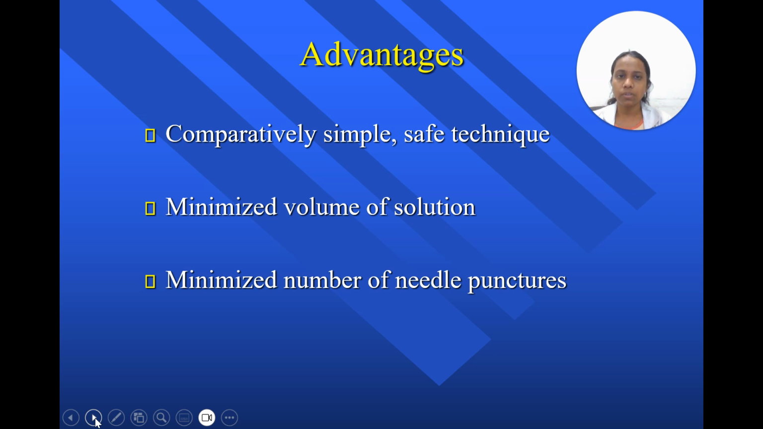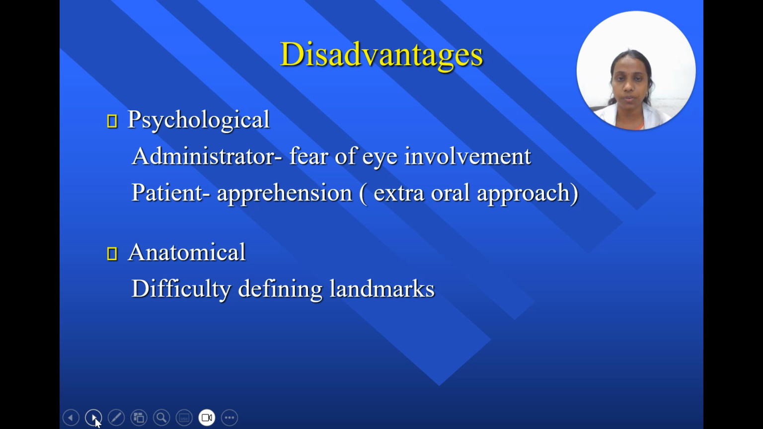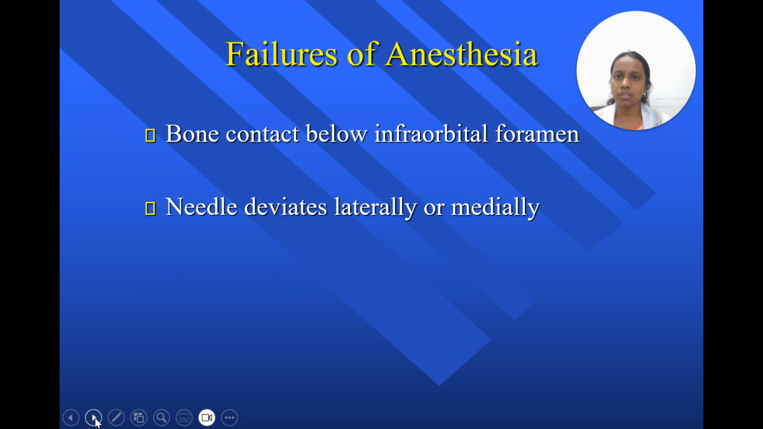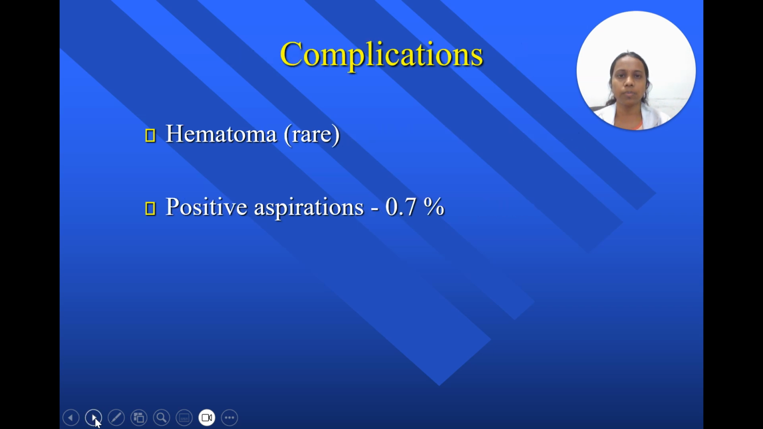Advantages: a comparatively simple and safe technique, and it uses a small amount of the solution with a minimal number of penetrations. Disadvantages: psychological fear, that is administering the local anesthesia close to the eye. The fear of injuring the eye is there, and there is anatomical difficulty in identifying the landmarks. Failure is due to bone contact below the infraorbital foramen or the needle deviating laterally or medially.